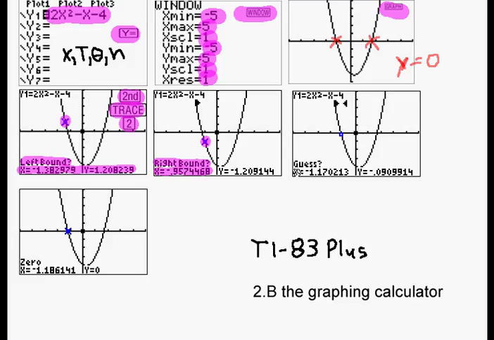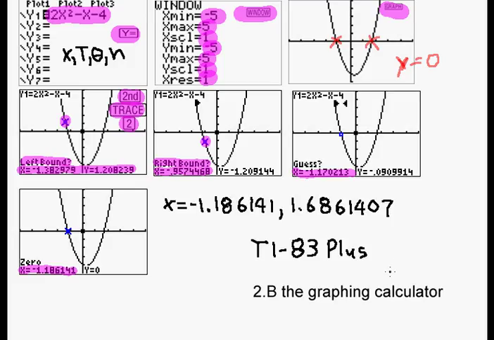And then you put a guess in, and so you move the cursor again as close as you can to the 0, and we had x equals minus 1.170213, and you hit enter again, and it approximates the 0 for that function, minus 1.186141.